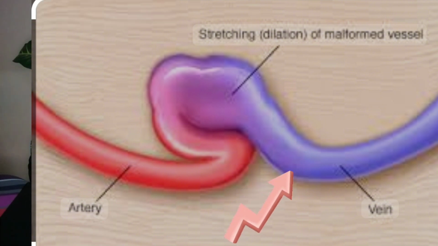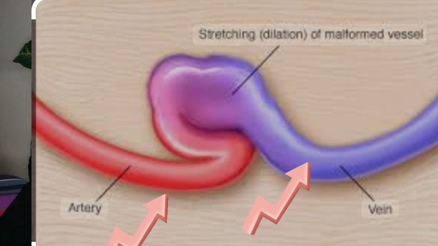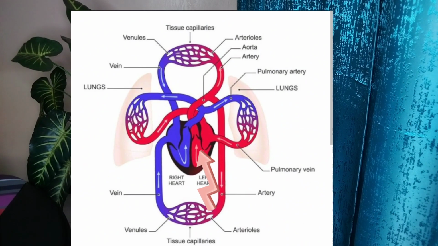This abnormal connection between an artery and a vein results in a direct flow of blood from the artery to the vein. Normally, we should not have a direct flow of blood from the artery to the vein. Normally, blood that contains oxygen and nutrients is pumped by the heart, and it flows from the left side of the heart, specifically the left chamber called the left ventricle, via the biggest artery of the body called the aorta.